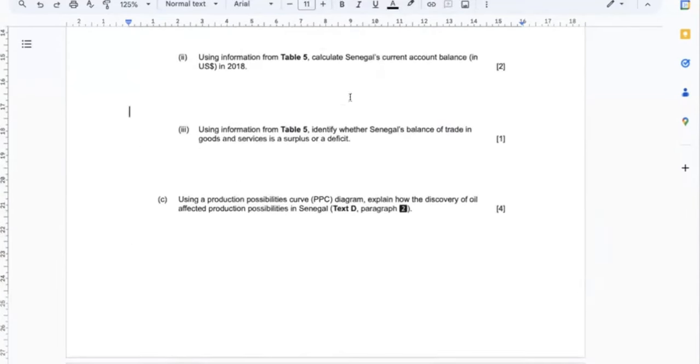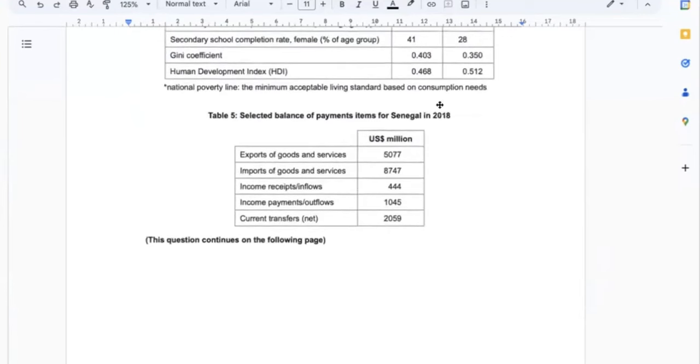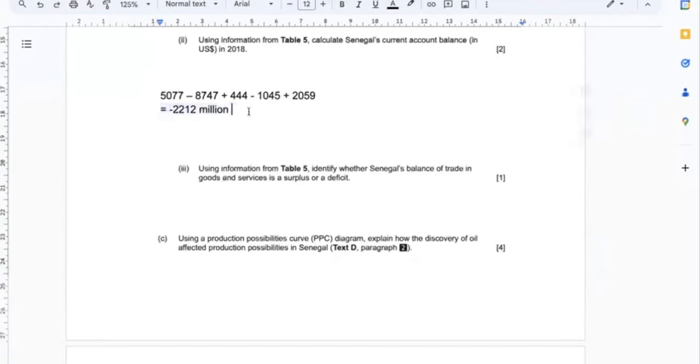B2. Using information from Table 5, calculate Senegal's current account balance in 2018. 2018, balance of payments: export plus, import minus, income recipient inflows plus, outflows minus, current transfers plus. So here is the value.